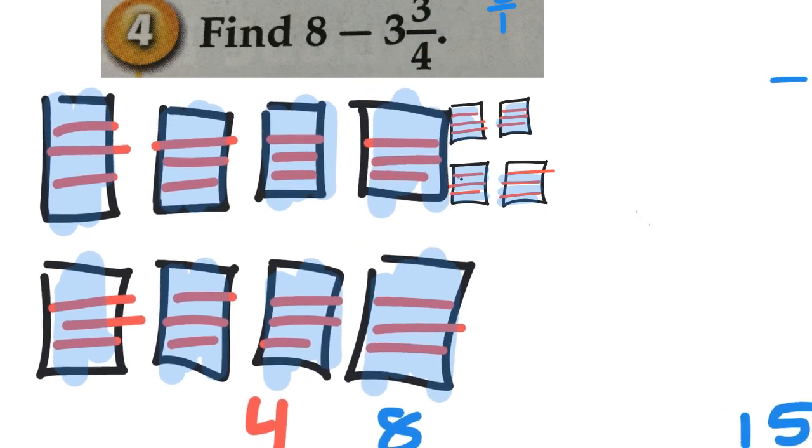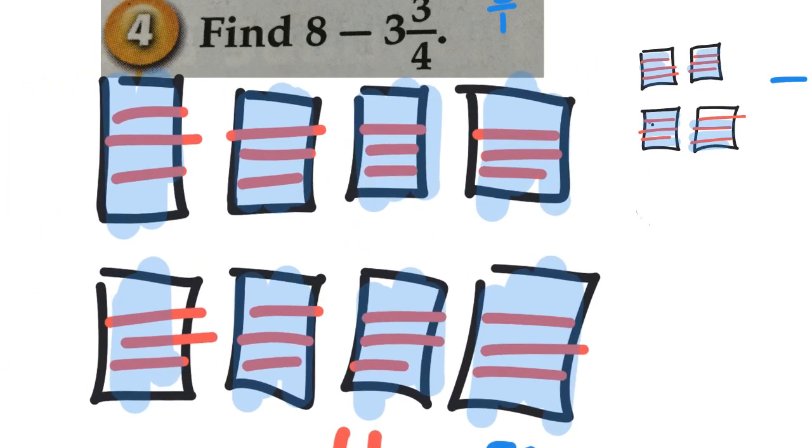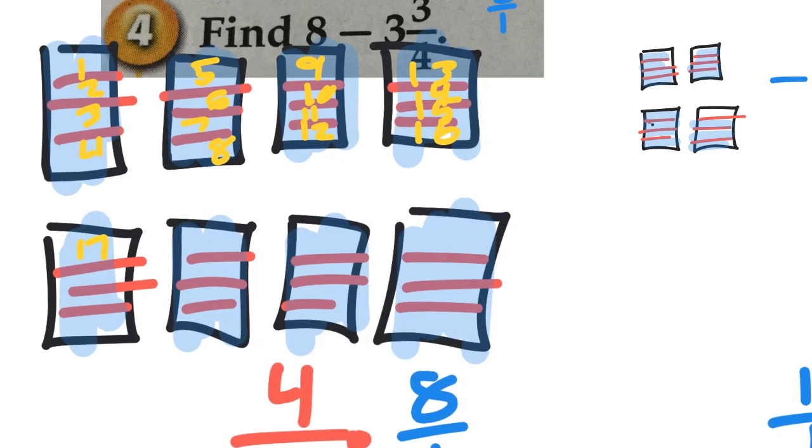And I just want to show you where that comes from. Think about if I had 17 of these fourths. We'll count them out. That would be 1, 2, 3, 4, 5, 6, 7, 8, 9, 10, 11, 12, 13, 14, 15, 16, and 17. So you see how we got 4 whole boxes plus 1 little box? So 4 and 1/4. Right? That's where that comes from. 17 over 4 is the same thing as 4 and 1/4.